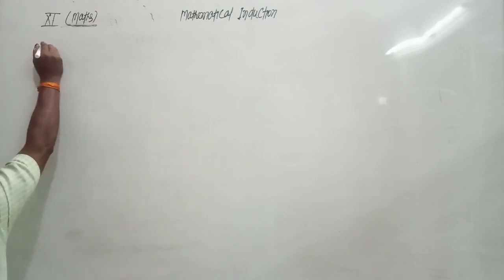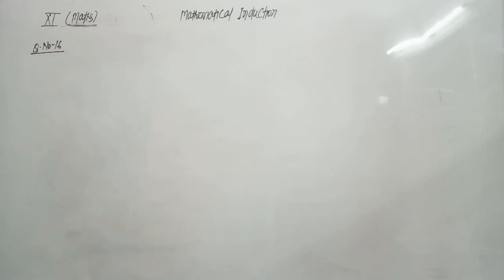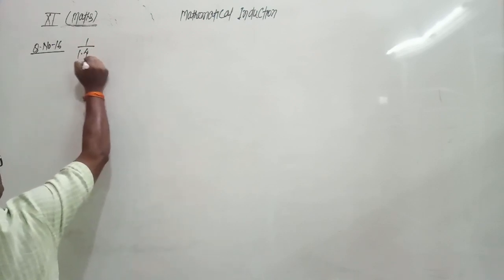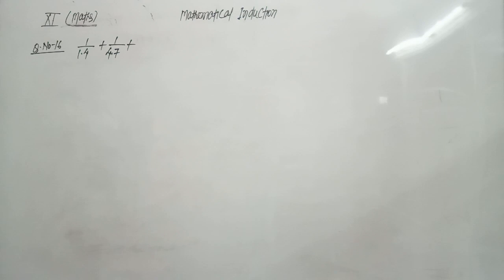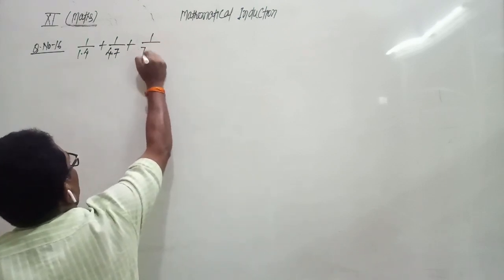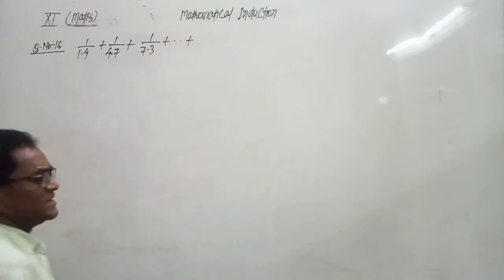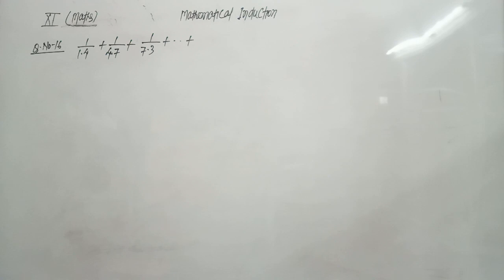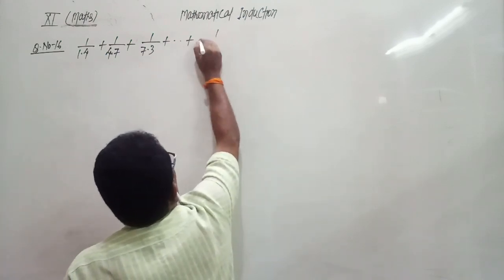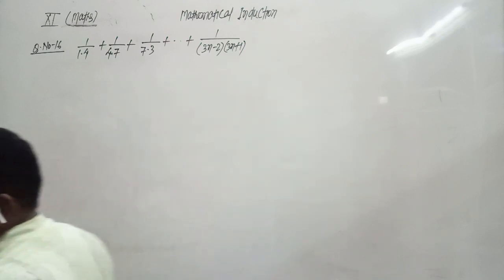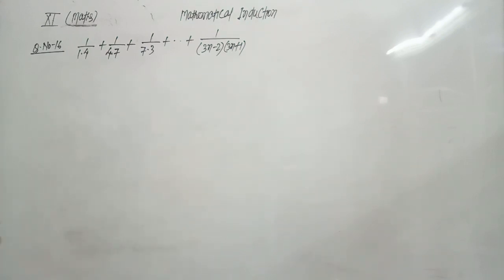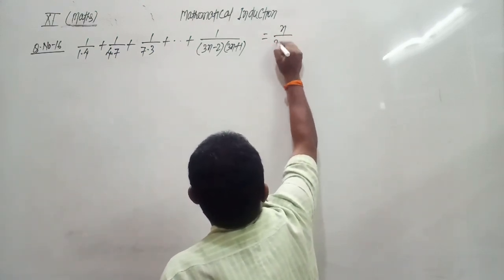Question number 16. One upon 1 into 4 plus 1 upon 4 into 7 plus 1 upon 7 into 10 plus dash dash 1 upon 3n minus 2 into 3n plus 1 equals to n upon 3n plus 1.